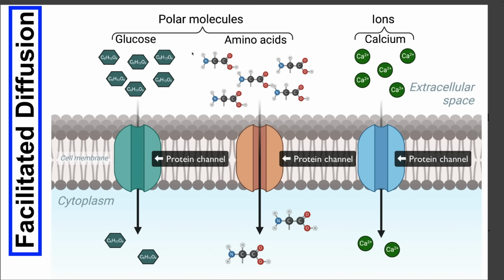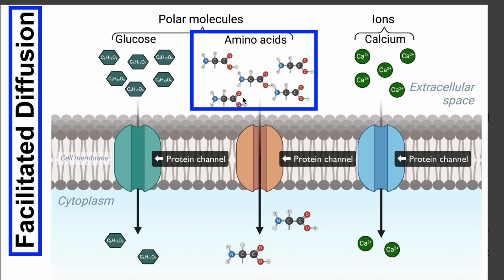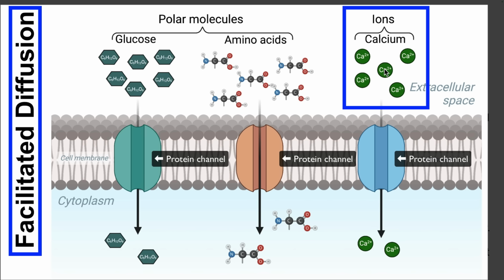Facilitated diffusion is for polar molecules and ions that can't diffuse across the phospholipid bilayer. So they require protein channels. And these are transmembrane proteins, they go all the way through, that only let specific molecules or ions pass. So over here you see one for glucose, over here you see one for amino acids, those are both polar molecules, and here you see one for an ion such as calcium. There would be others for ions such as sodium or potassium.